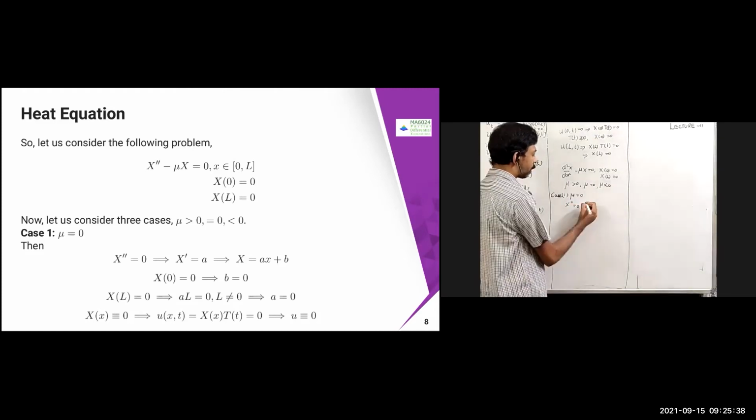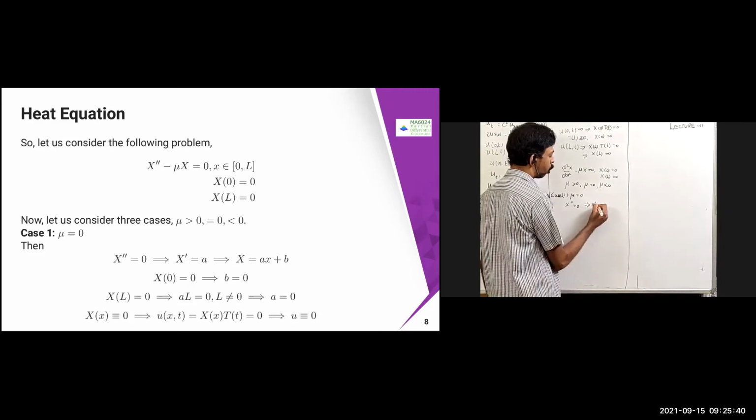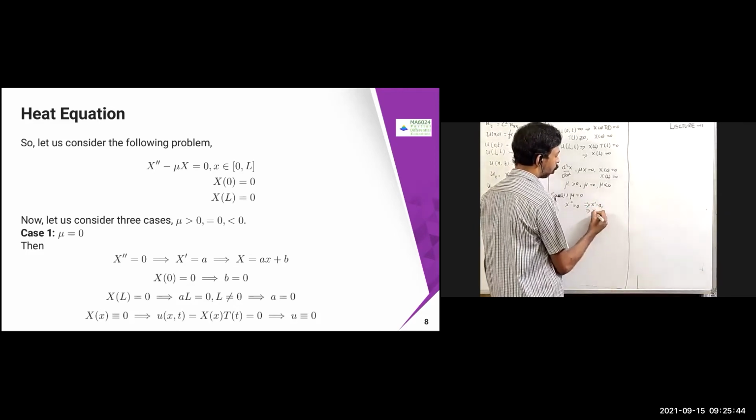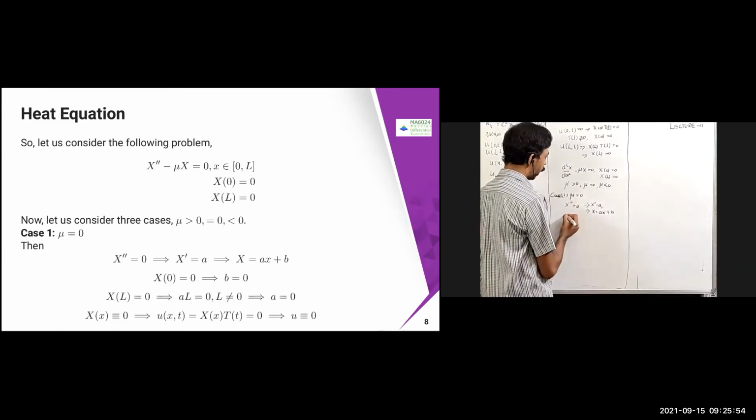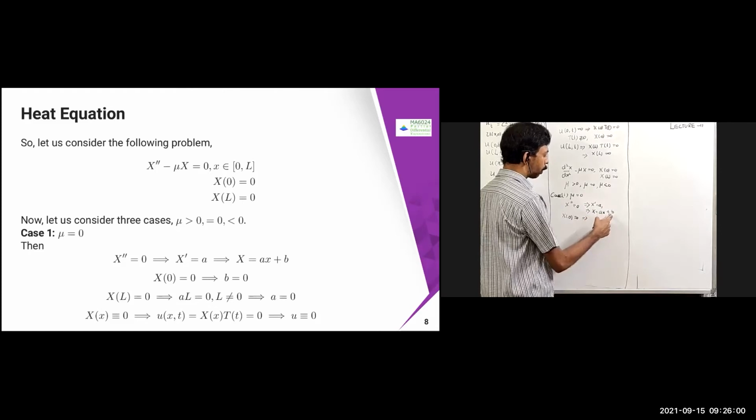If x double dash equal to 0, it is going to give x dash equal to a. If x dash equal to a, I'm going to get x equal to ax plus b. Some quantity is going to come. Now it is given that x of 0 equal to 0. X of 0 equal to 0 means a into 0 plus b equal to 0. Therefore, b equal to 0.